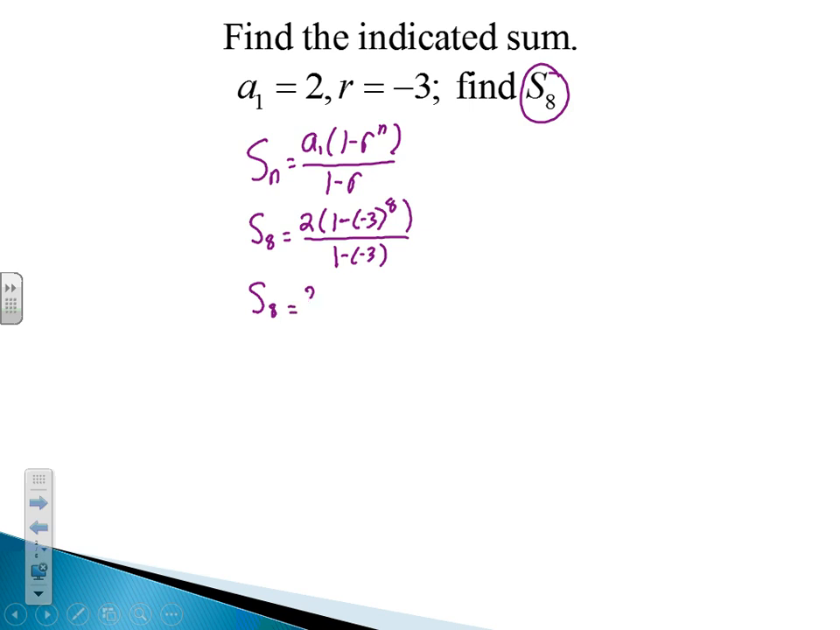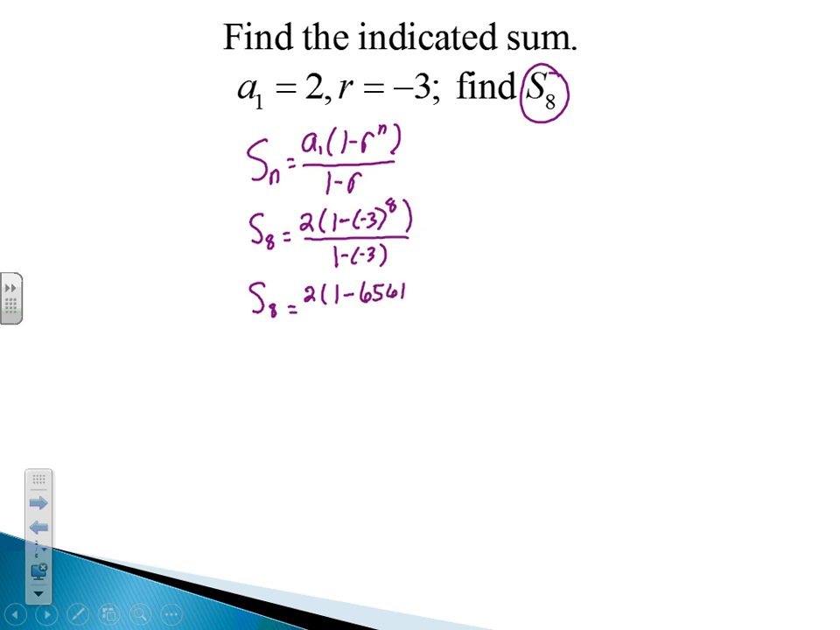So moving on, s sub 8. Here I'm going to say 2, and at this point I'm not going to skip any steps. I'm not going to just type it all into the calculator. I'm going to evaluate it one part at a time, just like normal. So we're going to say 1 minus, now negative 3 raised to the 8th power is a positive 6,561. Well, if I say minus a positive number, that's just going to say minus 6,561.